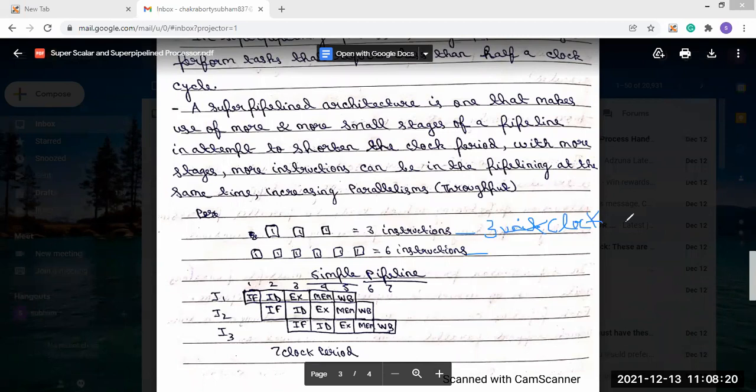But in super pipelining, 6 instructions will be executed in 3 clock cycles. That means each instruction requires half the amount of time, half a clock cycle. So from here you can see, if we shorten the clock cycle, it is capable of executing more instructions. Previously in 3 clock cycles 3 instructions got executed, but with the super pipelining architecture, in 3 clock cycles 6 instructions get executed. So if we shorten the clock cycle, the number of instructions increases.